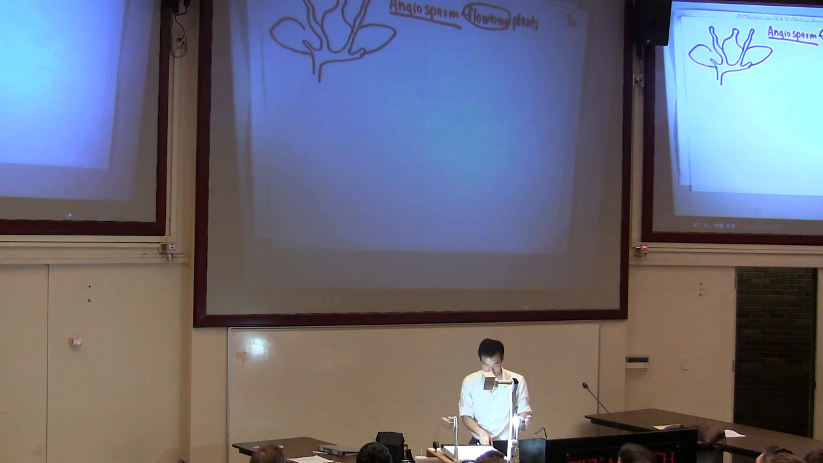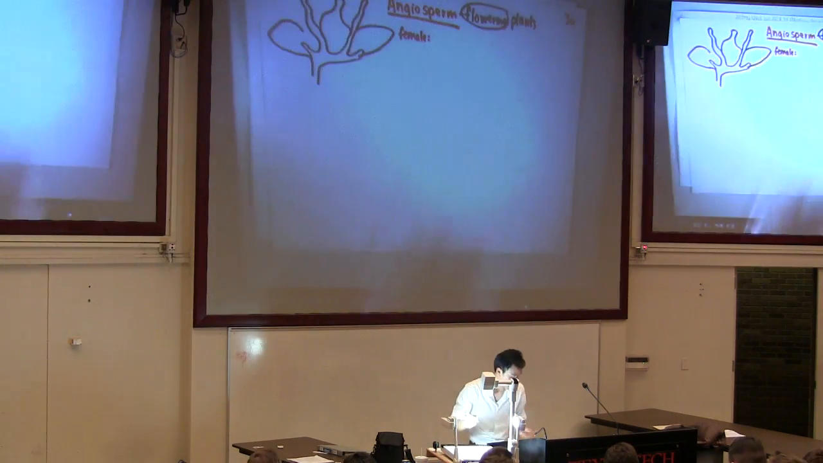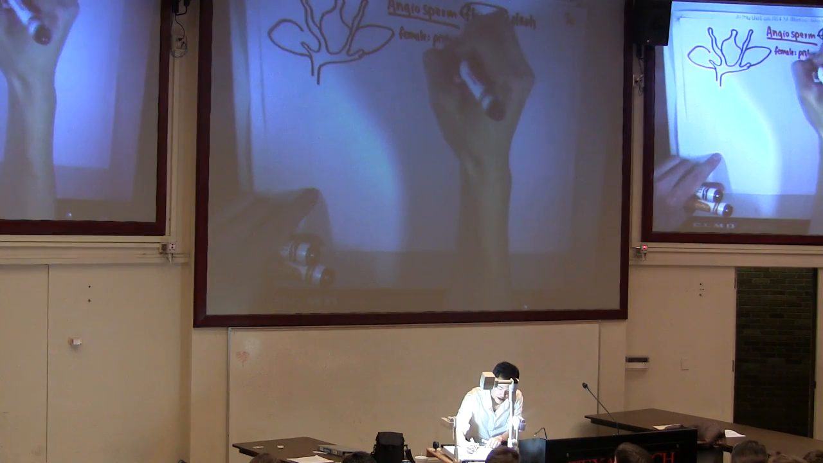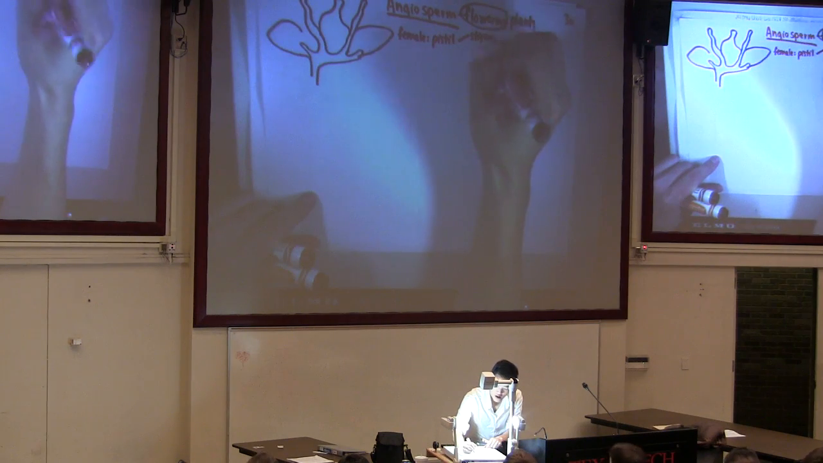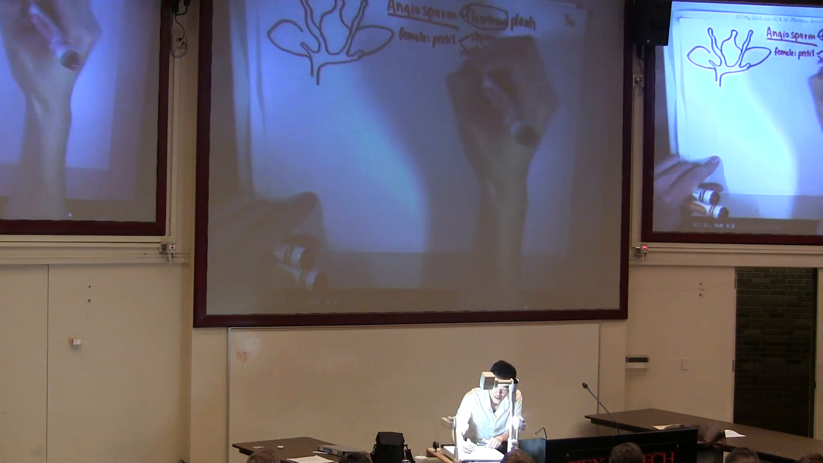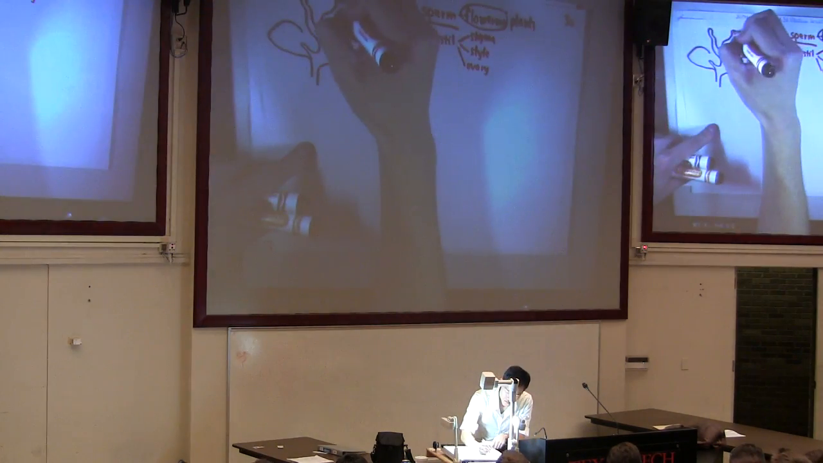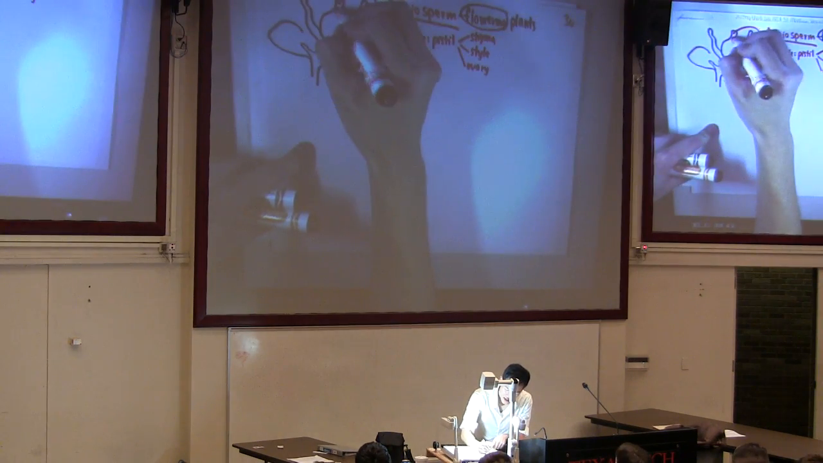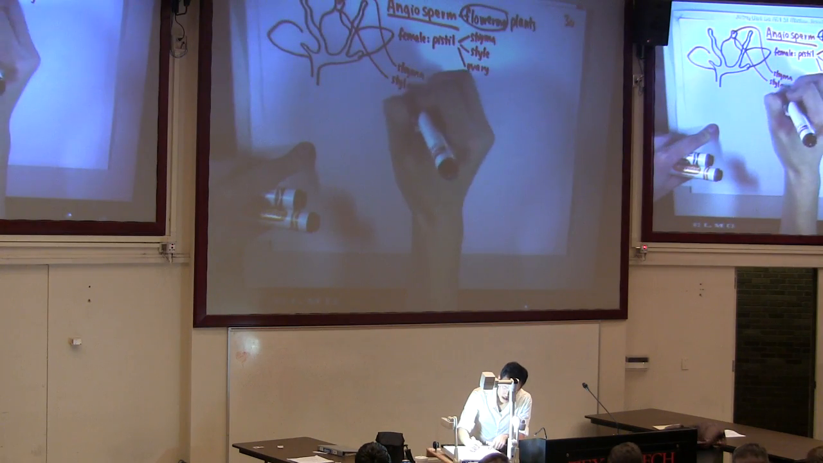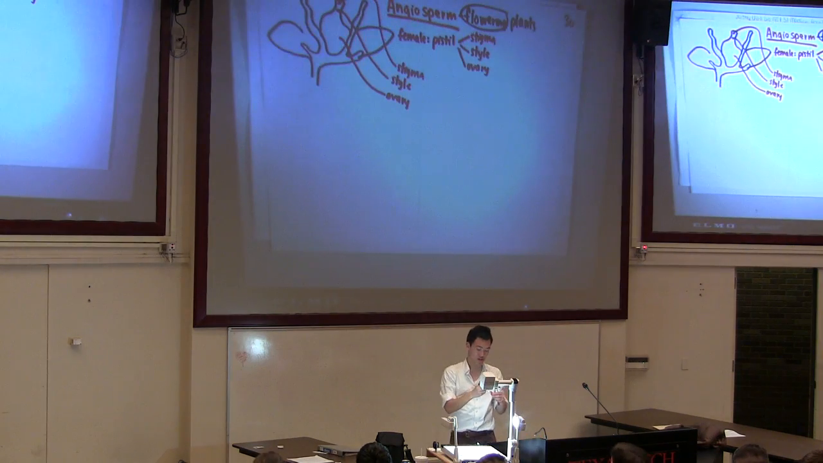You can kind of tell the flower, right? So what are the female parts? The female parts make up the pistil, right? And the pistil is made up of the stigma, the style, and the ovary. So the stigma is right here. That's the stigma. That's the style. And that's the ovary. Those are the female parts.